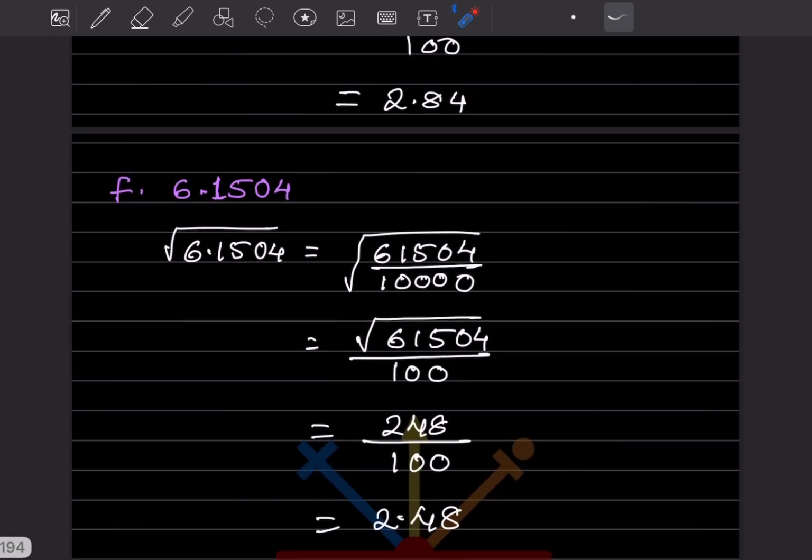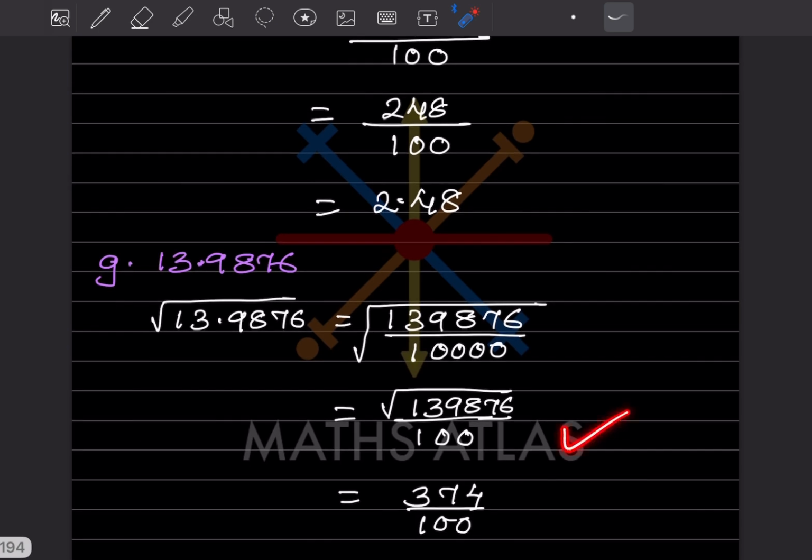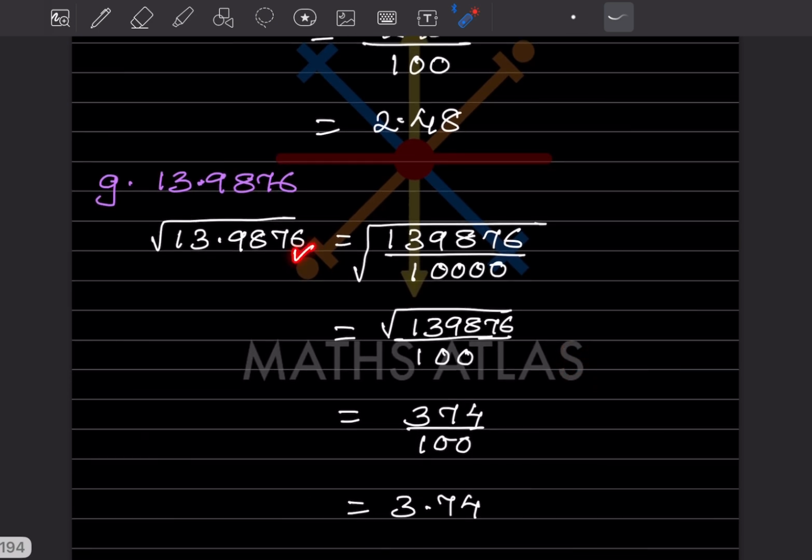Same for here, you can check, it's the same thing. This also is the same. You have to just go 1 2 3 4 and then a decimal, means you are going to put 1 and 4 zeros. Later on you pair it, so there will be 1 and 2 zeros. And this is a perfect square of 374. So you can do it with the long division also. So the answer for this is going to be 3.74.